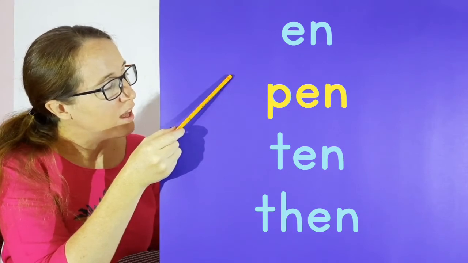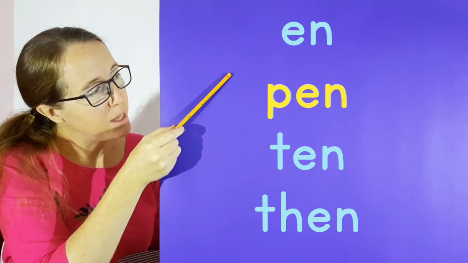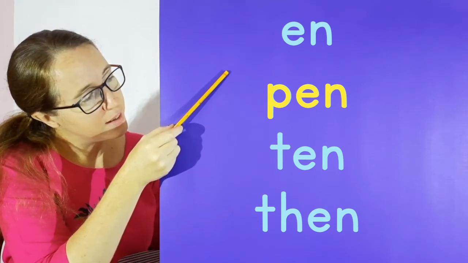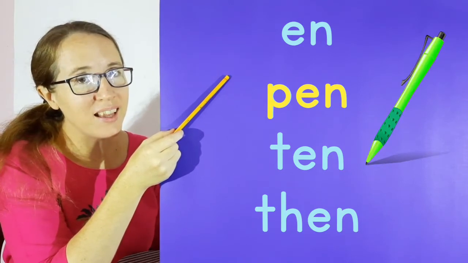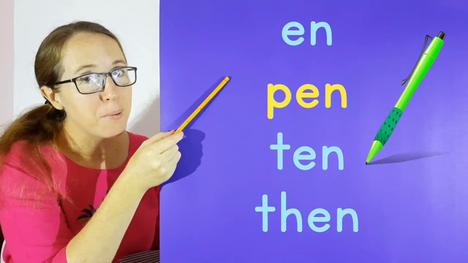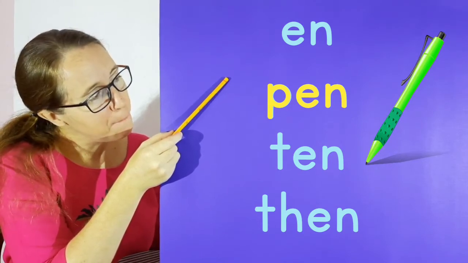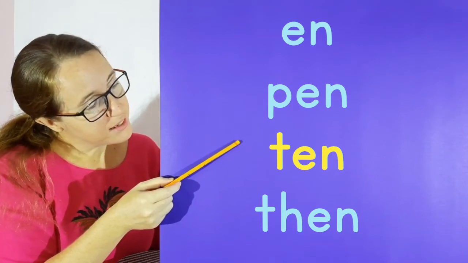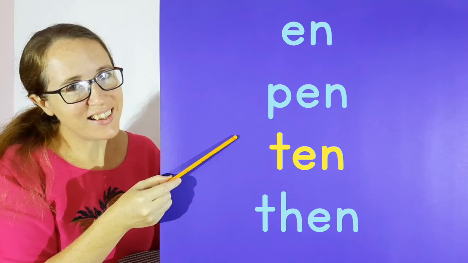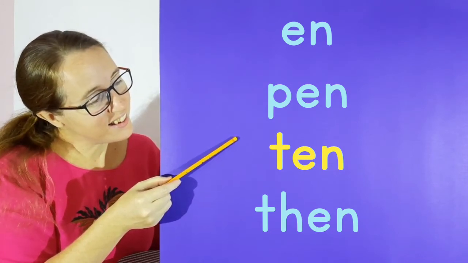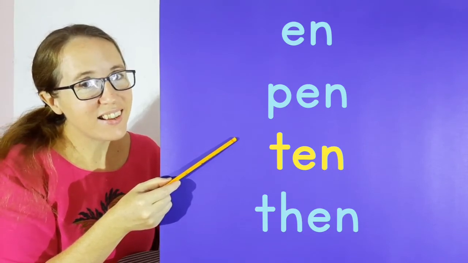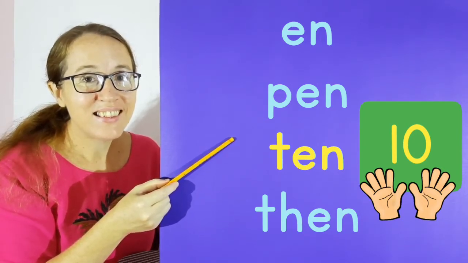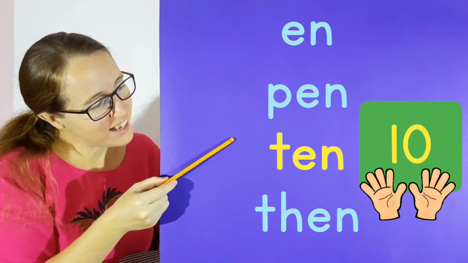What is the sound of P? P-en, pen. You know a pen? We write with a pen. What is the sound of T? T-en, ten. You know 10. 10 is the number 10. We have 10 fingers. T-en, ten.